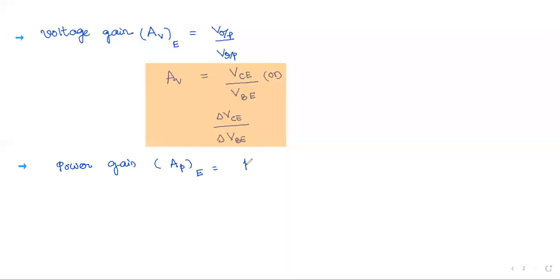Like yesterday, you can write different types of equations. Power output by power input. In the same way, like I square R formula, if you use, you will get beta square into R output, that is RL, by R input. If you use V square by R, then you will get AV square into R input by RL. If you write V into I, you will get AV into beta. Okay, this is power gain. So these are the equations related to power gain.